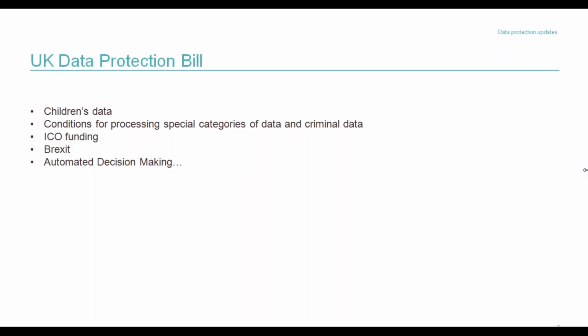Next is the conditions for processing special categories of data and criminal convictions data. So what the bill says, which was a little bit unexpected, I guess, was that if data controllers are processing special or sensitive or criminal data in an employment context or on grounds of substantial public interest, they'll need to implement what's being coined as an appropriate policy document, as an additional safeguard which explains how they comply with the data protection principles and how long the personal data is likely to be retained.